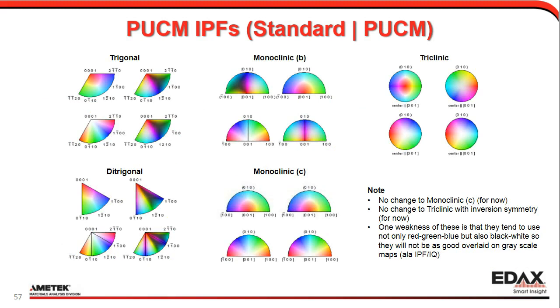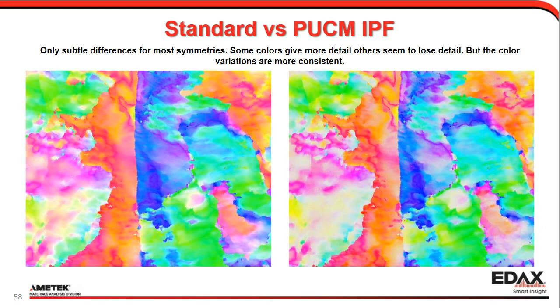Just more examples for the lower symmetries. So here's just an example. On the left is our regular color triangle. On the right is the perceptually uniform one. And you can see there are some differences. It's not dramatic, but the color variations tend to be a little bit more consistent.